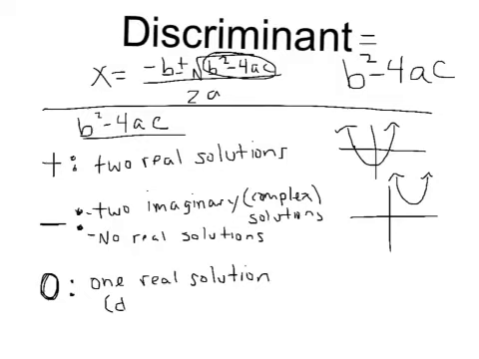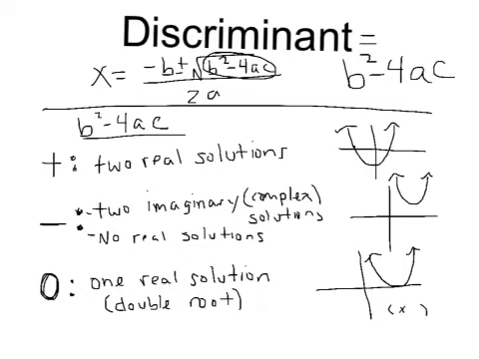We also call this a double root. The reason being is this is when your vertex is on the x-axis, and we've talked about this before. That means when this is in factored form, it's like x minus 4 squared. It's that double root. So there's only one real solution. Sometimes we call it a double root. But that's when your discriminant is 0.